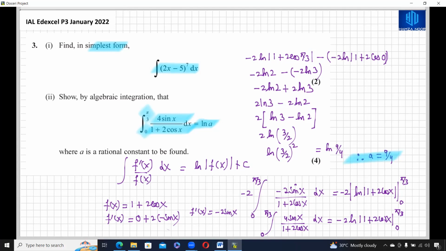So in this way, you are going to attempt this part 2. So this was International A-Level Edexcel P3 January 2022 paper, question number 3.